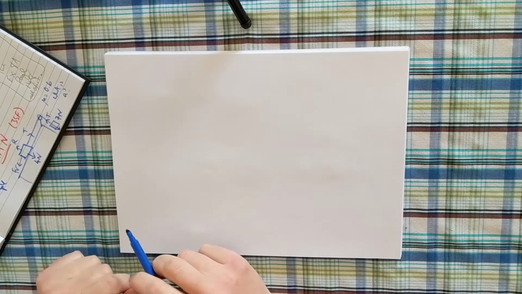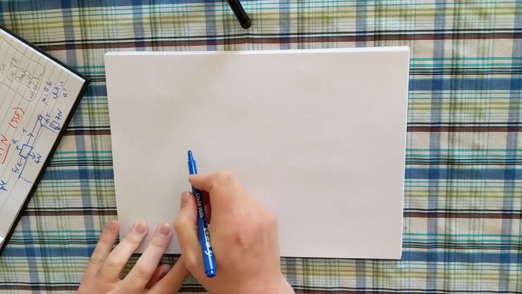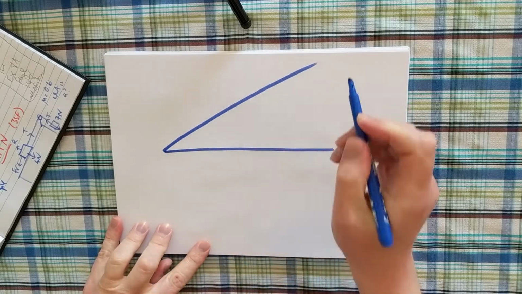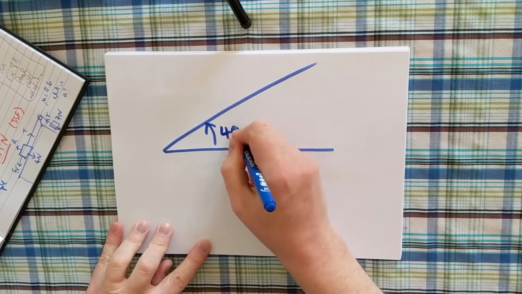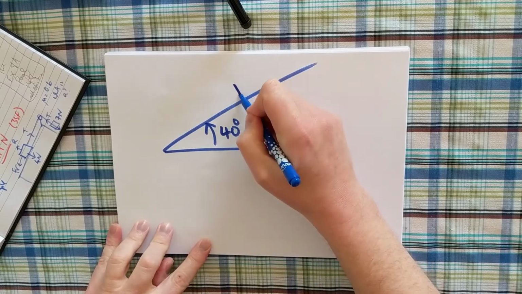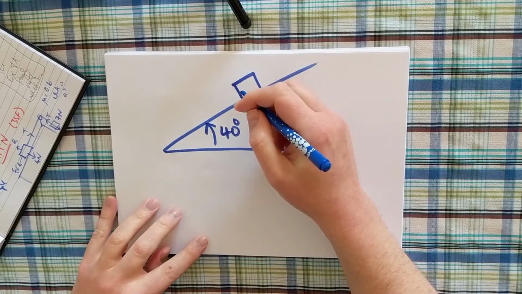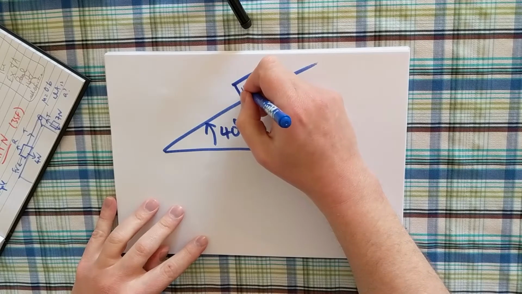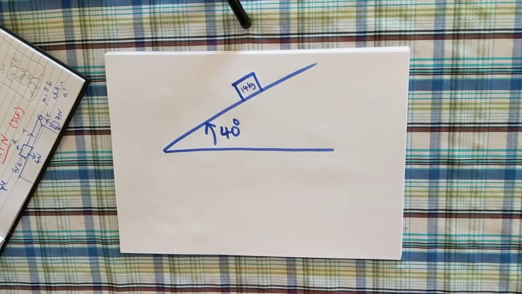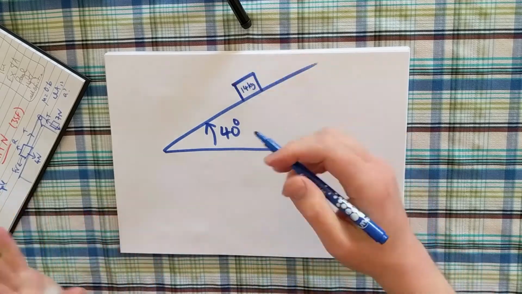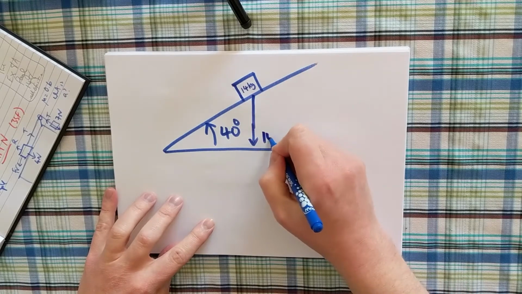Let's have a look at another one. So imagine we have something which is on a slope. So we could have a slope like this. I've decided to have an angle of 40 degrees, and we've got a box. And there's no forces pulling it up or down here. But this box has a weight. The weight goes straight down towards the center of the earth. So that's 140 newtons.